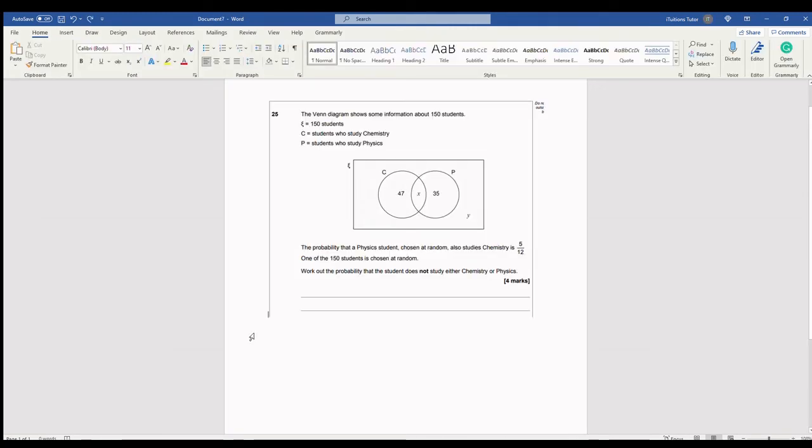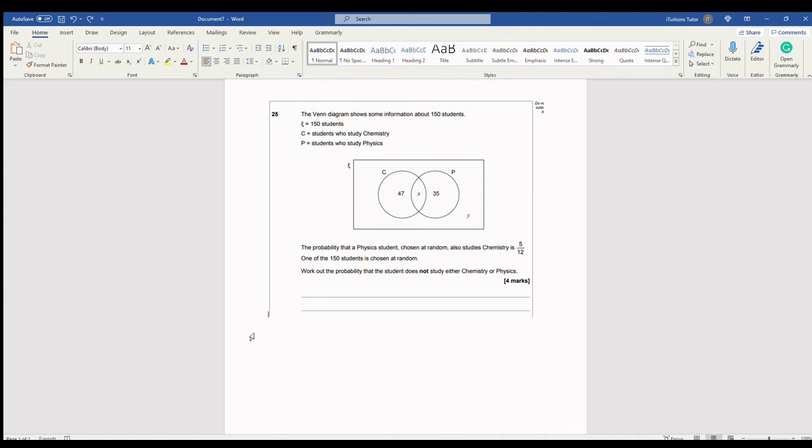Another GCSE past paper question, but a trickier one this time. You need to have a good understanding of algebra, solving equations and cross-multiplying for this question. Watch my algebra videos to support you on this. The Venn diagram shows some information about 150 students. The probability that a physics student chosen at random also studies chemistry is 5 over 12. One of the 150 students is chosen at random. Work out the probability that the student does not study either chemistry or physics.